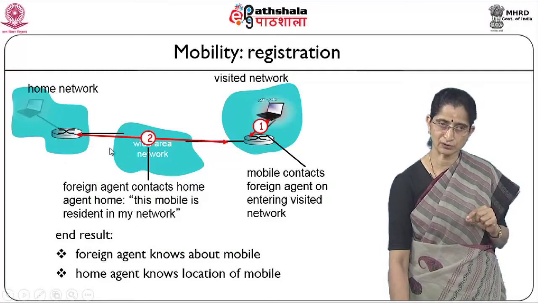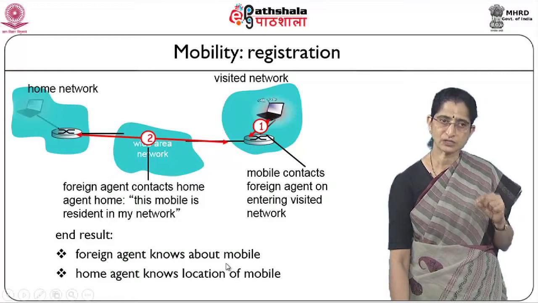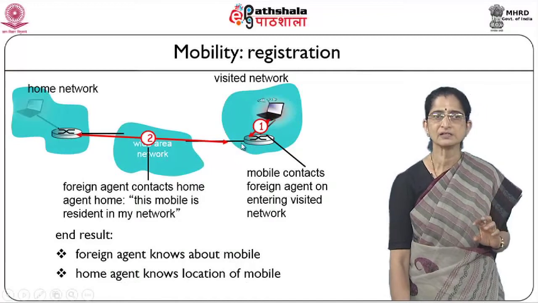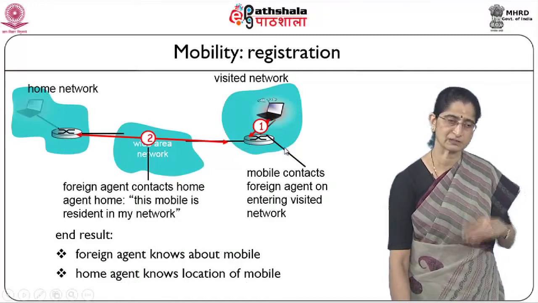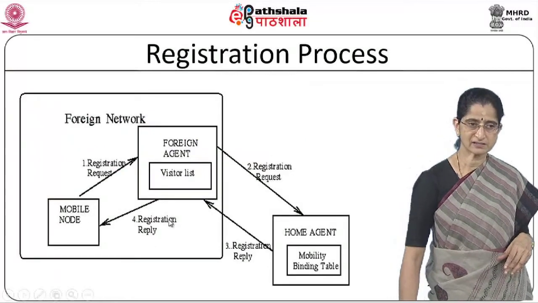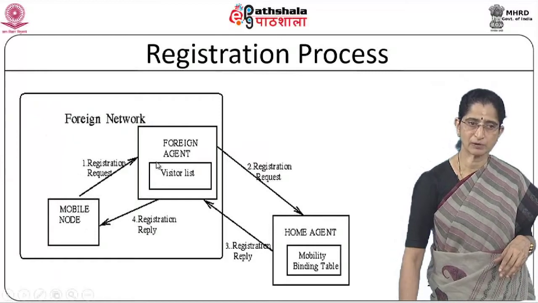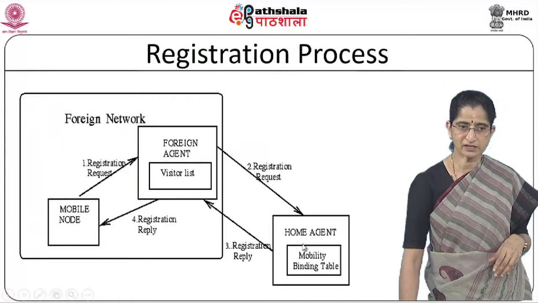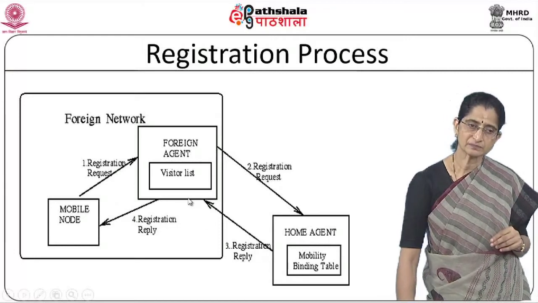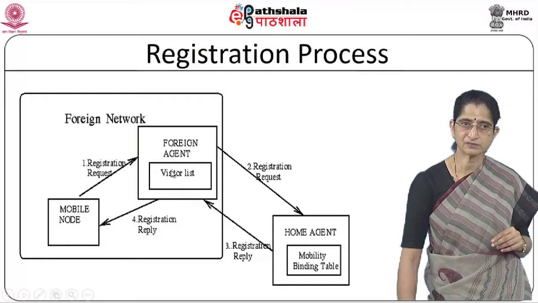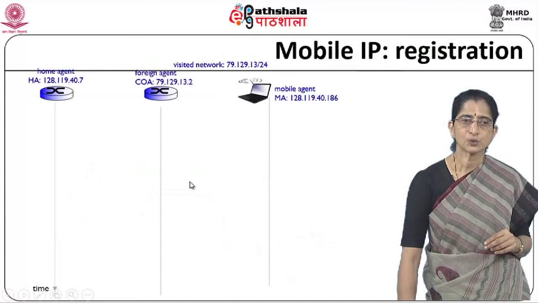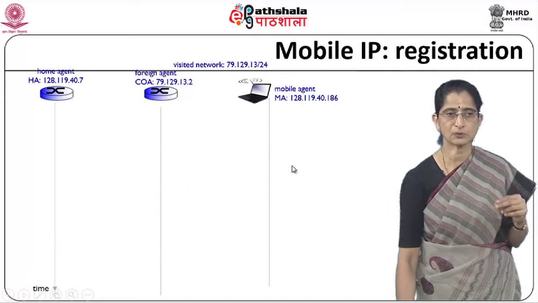Once that acknowledgement is done, the foreign agent knows about the mobile and the home agent knows the location of the mobile, because the home agent now knows that this is where this particular node is visiting. So we have this information. In the registration process, you have a registration request sent by the mobile node to the foreign agent, which forwards the request to the home agent. The home agent will send the reply, which the foreign agent will receive, and then forward to the mobile node. So the registration gets completed.